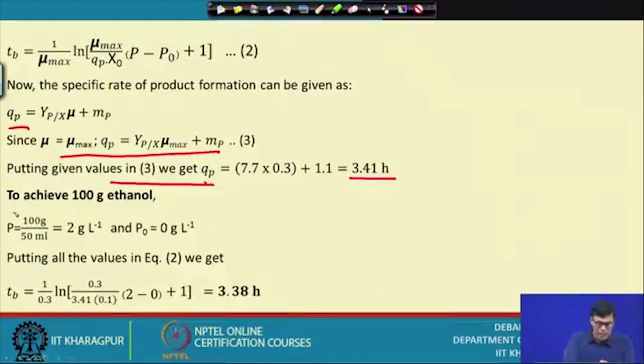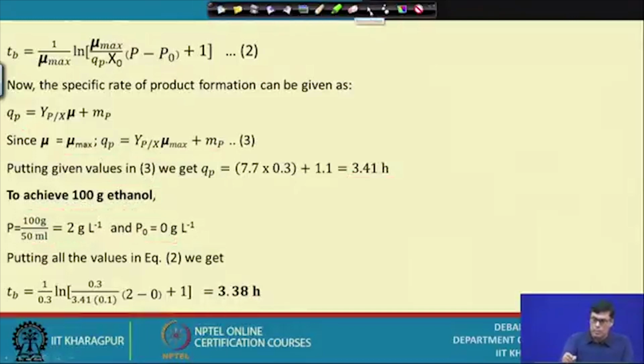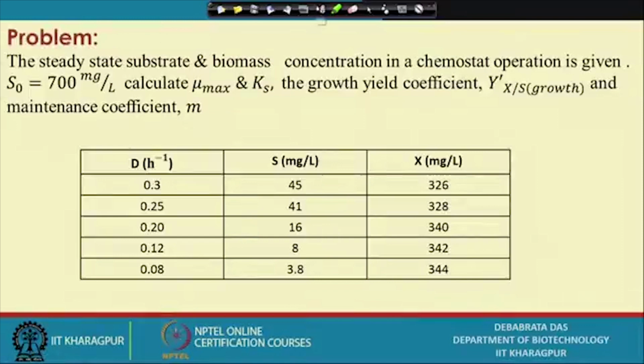To achieve 100 gram of ethanol, the P equal to what? 100 divided by 50 milliliter of culture, the concentration will be 2 gram per liter, P0 equal to 0. Then Tb equal to, I can put this equation. If you put it in this equation, it is coming around 3.38 hours. So after 3.38 hours, you will get the 100 grams of ethanol. So all the three problems we can solve. Now the next problem is a little bit simpler. I hope you understand this.